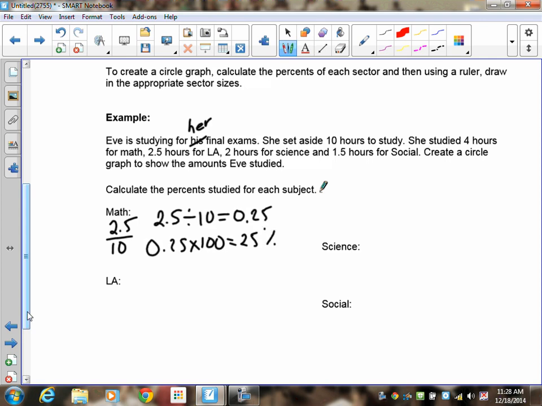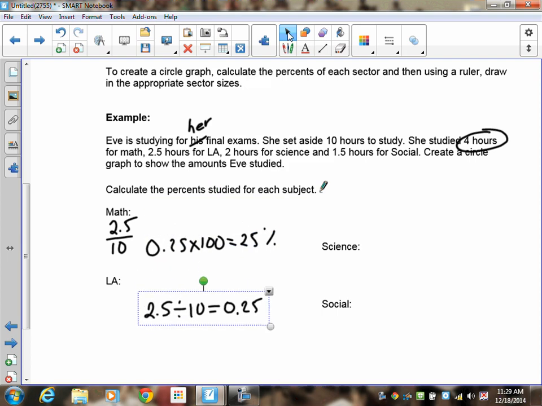Now I'm going to move on to science, LA, and social by doing the exact same thing. Moving on to science, it says here she studied, oh, I did something wrong here. Yeah, I did. Let's back up for a second. She studied 4 hours for math and 2.5 hours for LA. So I'm just going to grab this. This is the LA stuff. So I'm just going to move this over to LA, or move this down to LA.